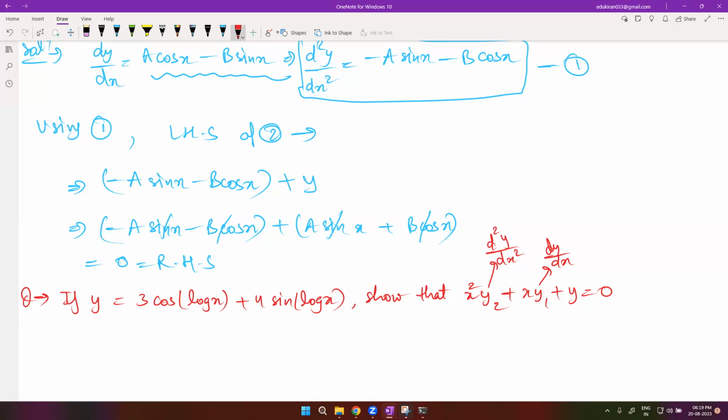So a functional equation is given, which is y equals 3 cos log x plus 4 sin log x, and you have to prove this equation from the expression of y. Please solve this, everyone. Find out dy by dx, find out d2y by dx square. So basically find out y1 from here, find out y2 from here, and put those values of y1 and y2 in the given equation, and then prove that the whole LHS is equal to 0.